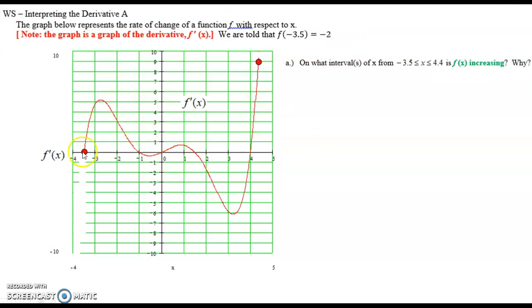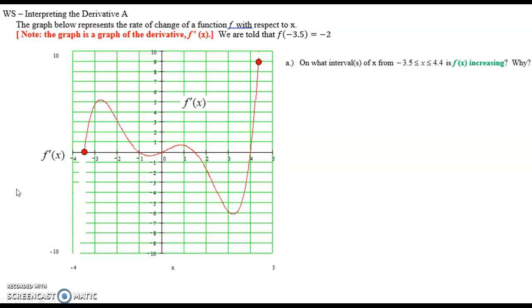It's asking us on what intervals of x from negative 3.5, which is this endpoint right here, to 4.4, which is this endpoint right here, is f of x increasing? Notice they're not asking us about this graph, they're asking us about the graph that we can't see. But the graph of f of x has a derivative that looks like this graph that we see in front of us.